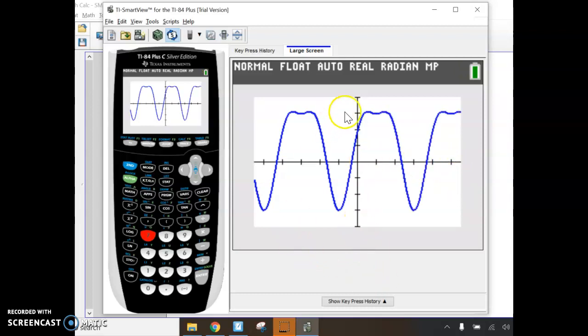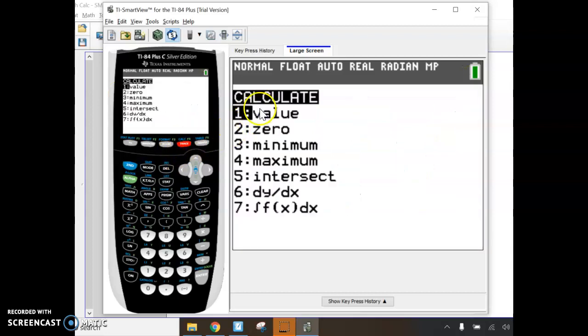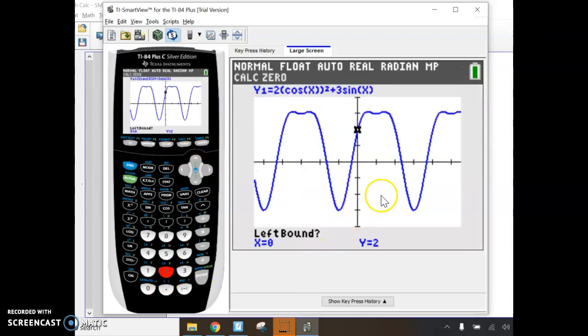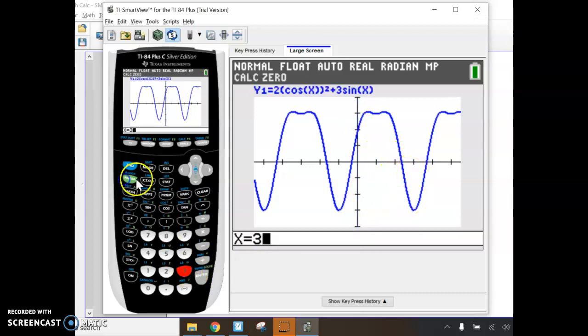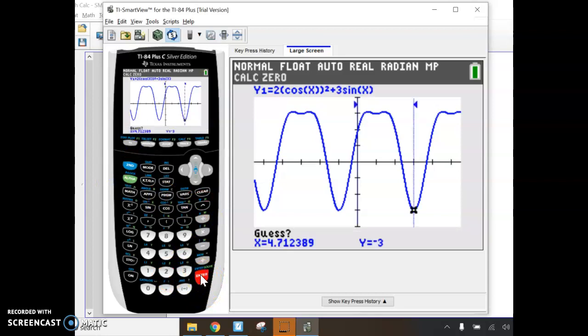Remember that we're looking for when this equals 0 on the interval from 0 to 2 pi. So it would be these two answers here. Since we're looking at zeros, we're going to do second trace or calc, and find our zero, which is option 2. Now they want a left bound and a right bound. I'm going to type in 0 for the left bound, and then I want to look at this one, so I'll use 3 pi over 2 for my right bound.